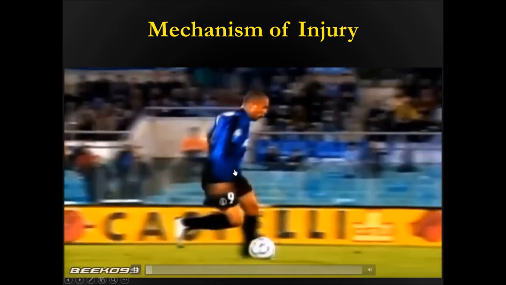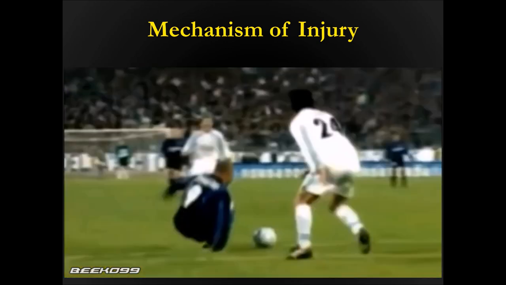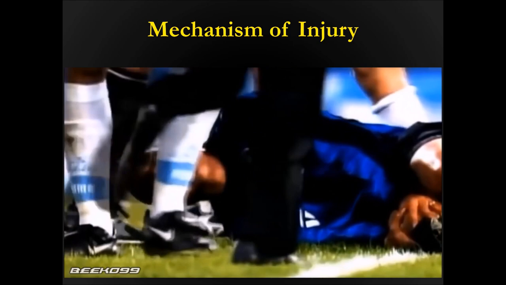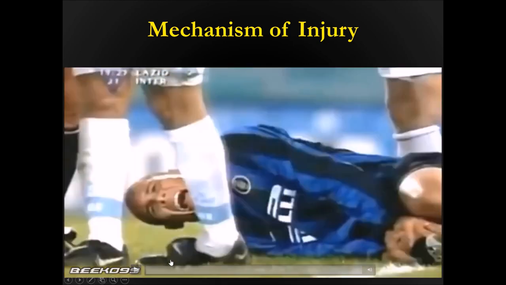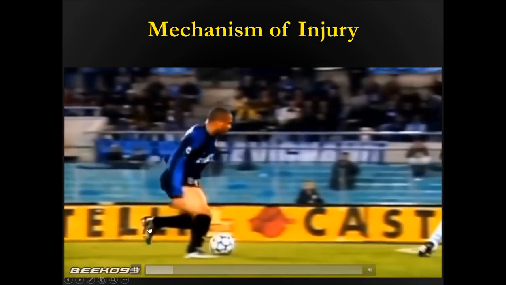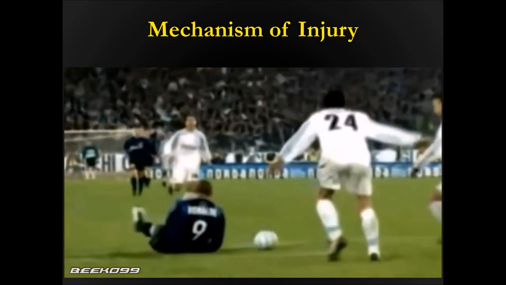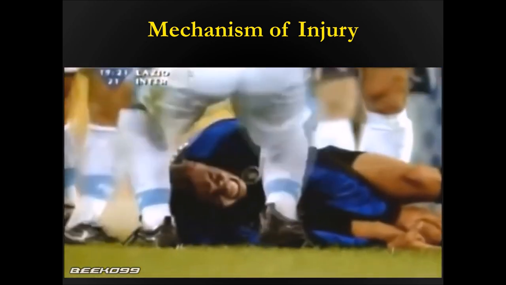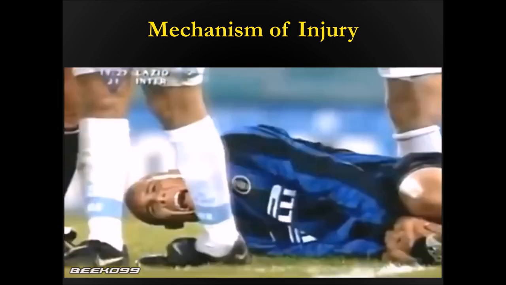This is a legend. You know this one? You know him? Who is that? Ronaldo had a twist injury. You look at his mechanism. It looks very trivial. No one attacked him. You see? He plays and he falls down because of the twist. So at the beginning, we don't think it's a serious injury. But this is serious because Ronaldo stopped his life after this injury. He had a torn ACL and a torn meniscus.